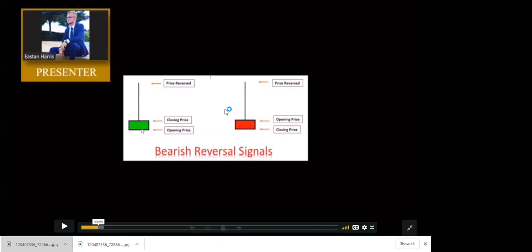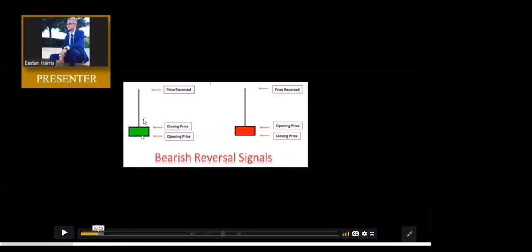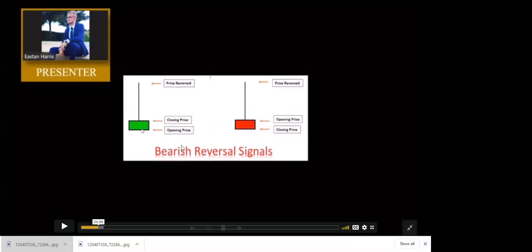So what you need to know here is that price came all the way up and reversed back down, basically, on both of these candles. And these are bearish reversal signals.